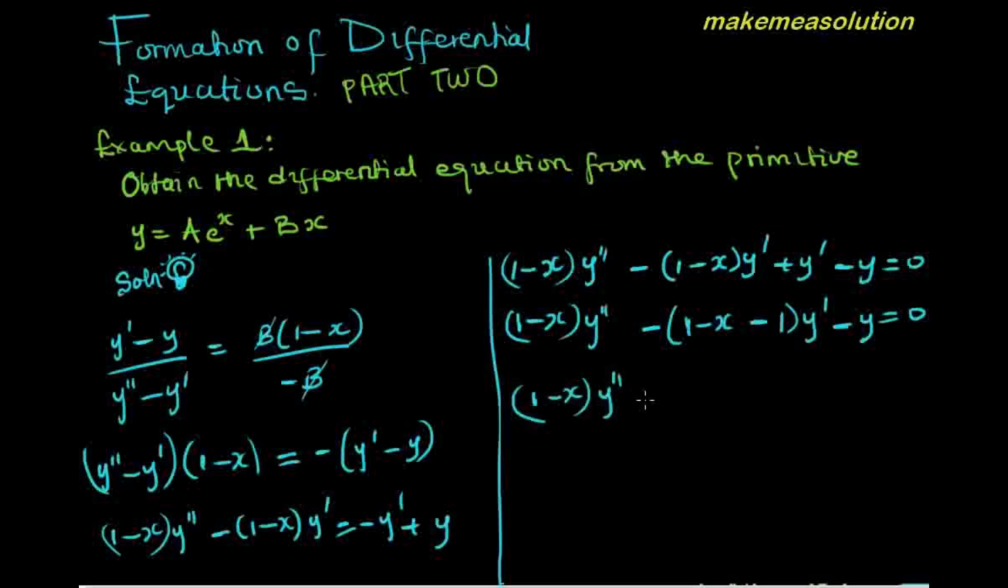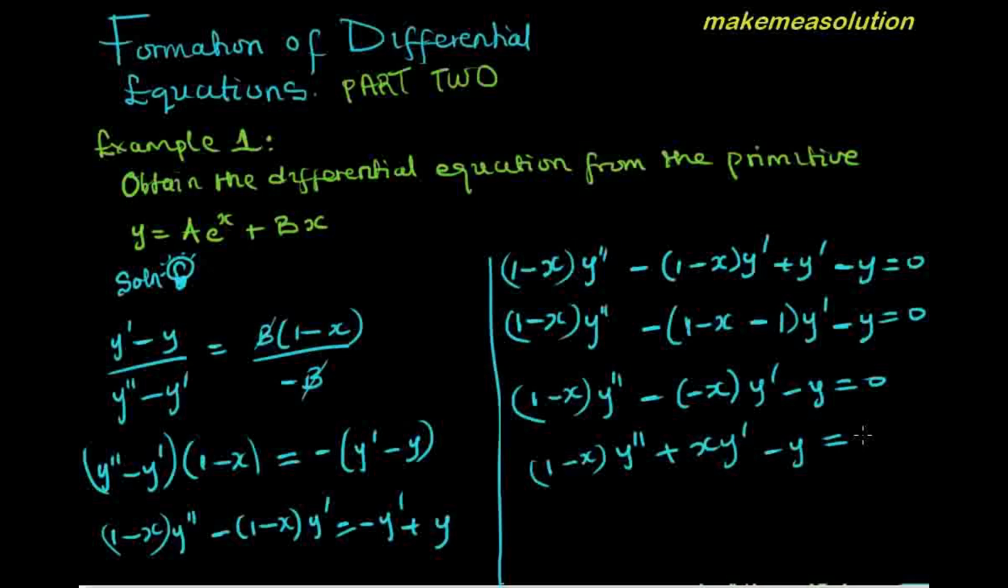So 1 minus x, y prime prime, and this is negative x, y prime minus y equal to 0. So you have 1 minus x, y prime prime, plus x, y prime, and minus y equal to 0. So this gives us the differential equation for this particular system.